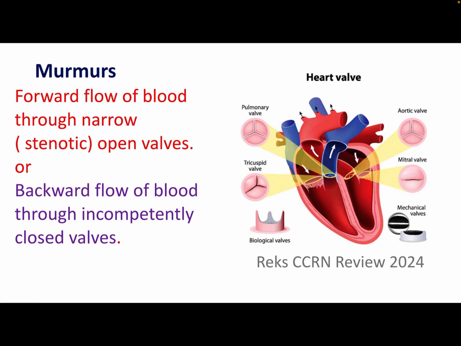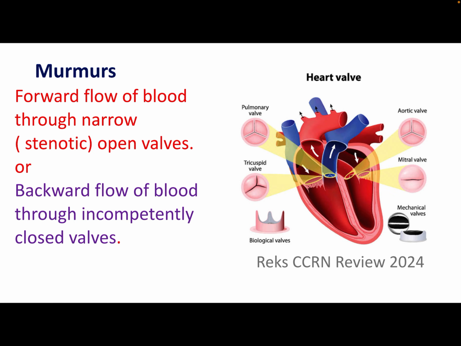When semilunar valves are open, during systole. So during systole only the semilunar valves will be open and AV valves should be closed. So during systole the AV valves, meaning our tricuspid and our mitral valves, should be closed and aortic and pulmonic valves should be open. And when it comes to diastole, the semilunar valves should be closed and AV valves should be open. This is the normal process.